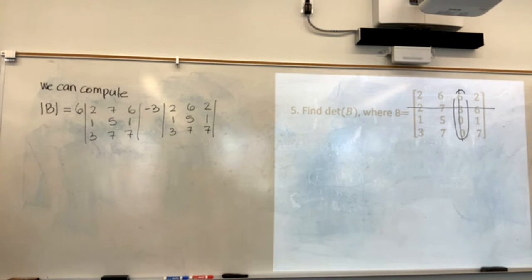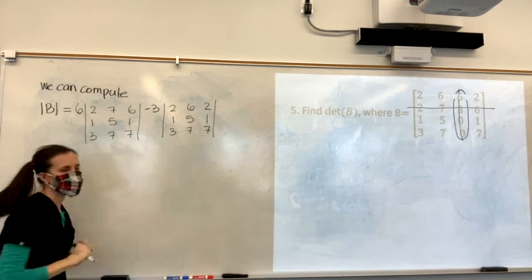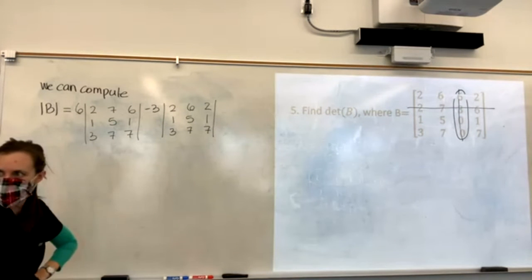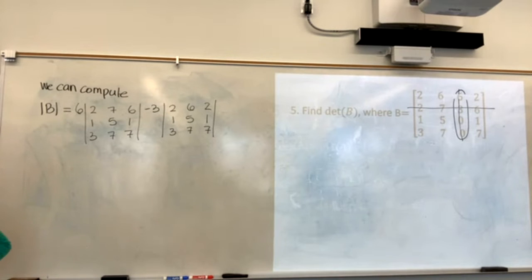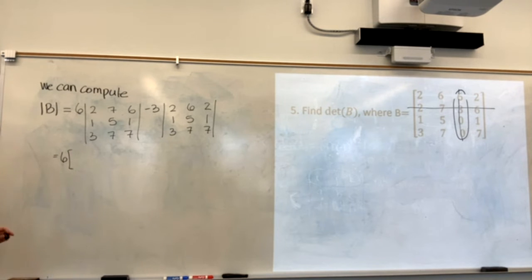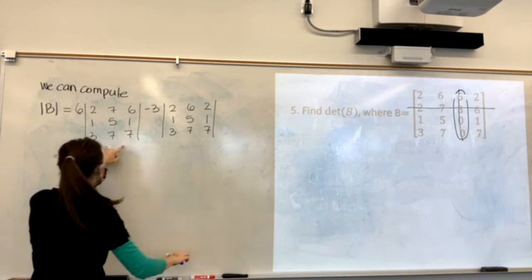Wait a minute, something's wrong. Oh, never mind. I thought they were exactly the same, and I was like, that shouldn't happen, but they're not, so we're okay. I think we're good. They were so close that it threw me off. Okay, all right, so I have 6 times. Okay, now I've got to compute the determinant of this guy.